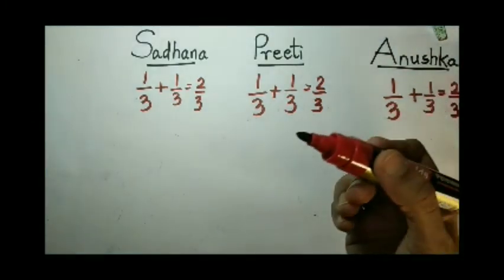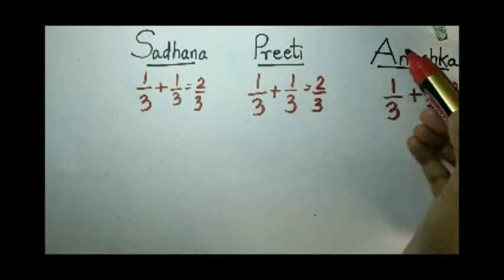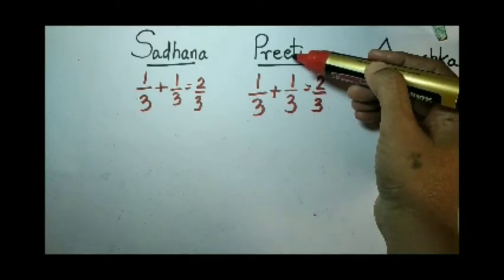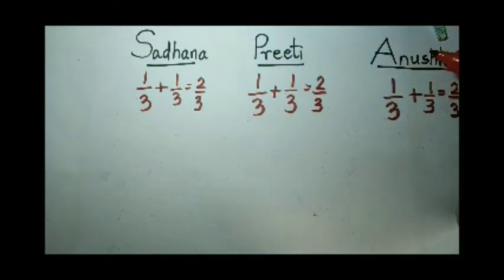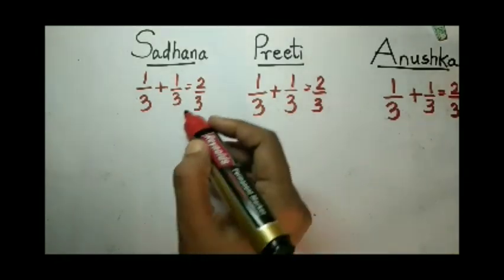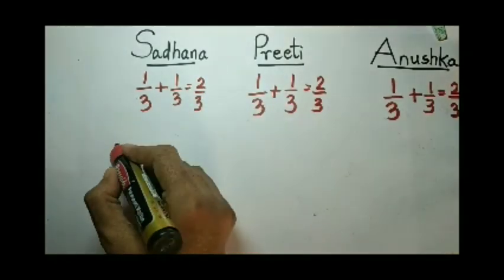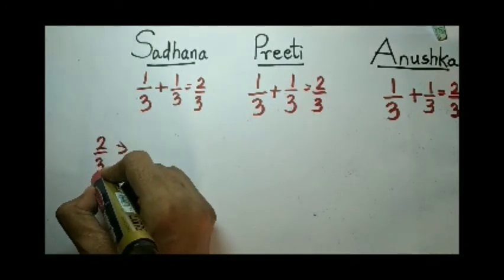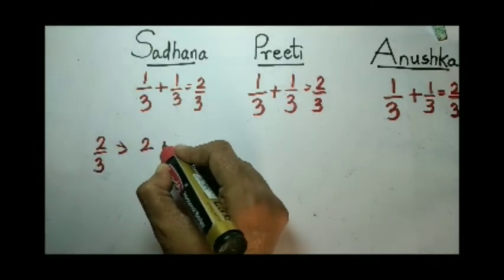So now two chapatis are divided between three girls. Each girl gets 2/3 of the chapati. Preeti gets 2/3 of the chapati, Anushka gets 2/3 of the chapati, and Sadhana too gets 2/3 of the chapati. Now, what does 2/3 mean? How can we explain it in different ways?